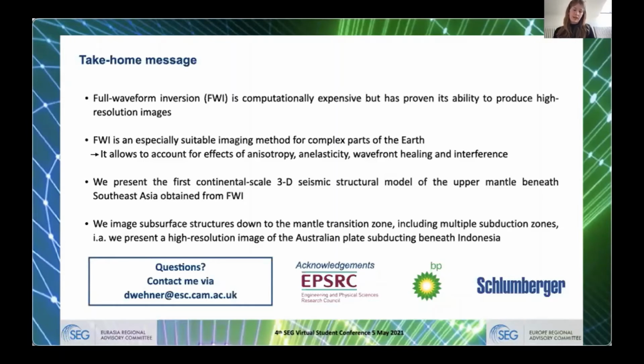However, resolution tests for waveform inversion are generally considered an open research question, since uncertainty quantification is currently prohibitively expensive to obtain, but there are some data-driven approaches that we're currently investigating. So this research is supported by the EPSRC, BP, and Schlumberger, and I think I'll leave it here and I'm happy to take any questions.